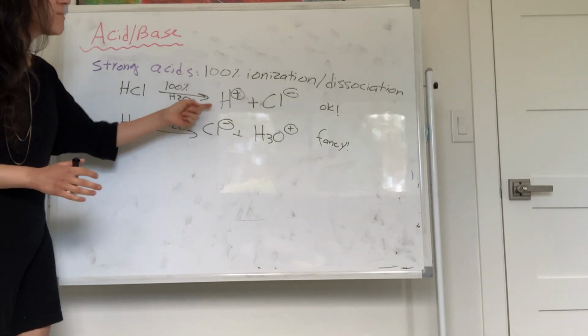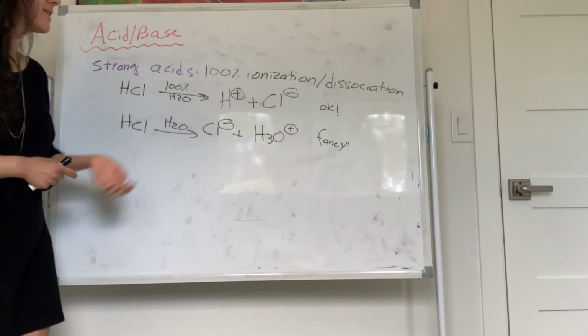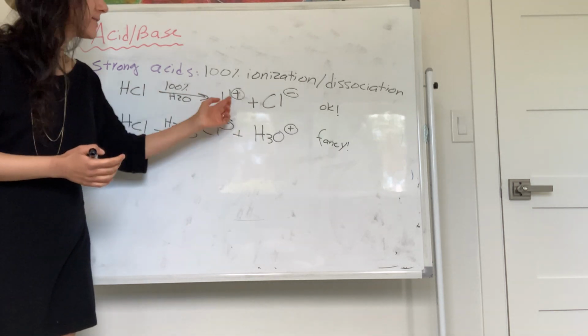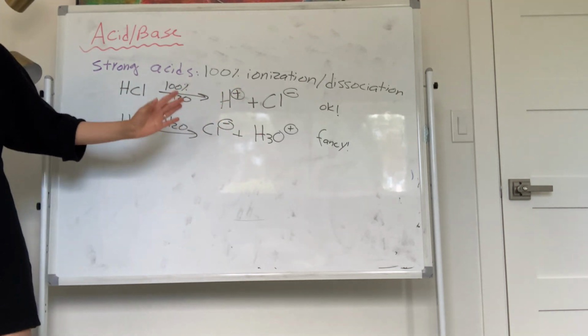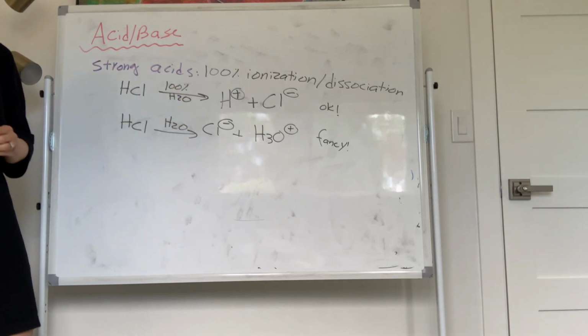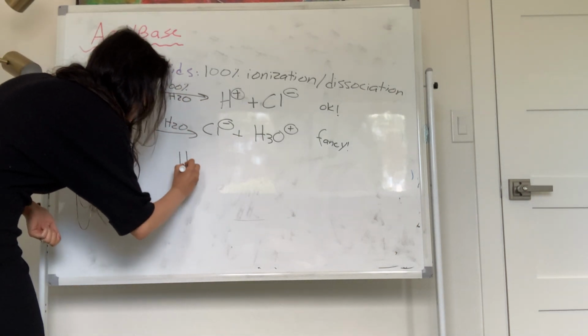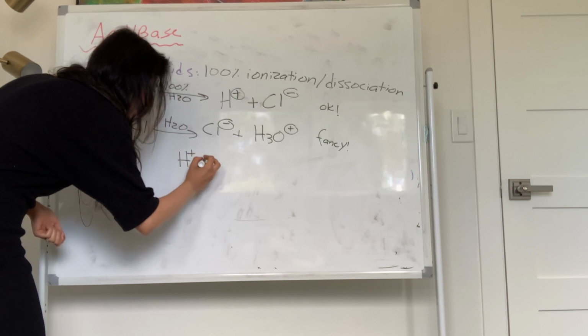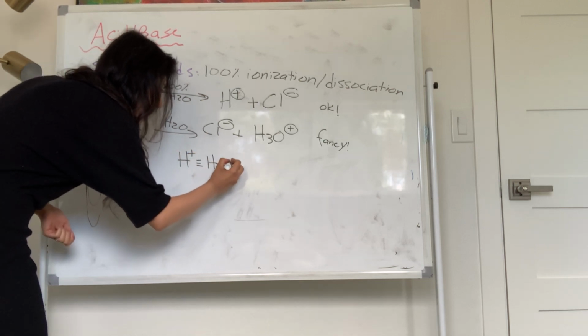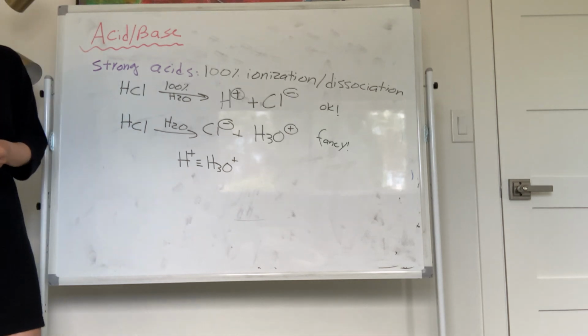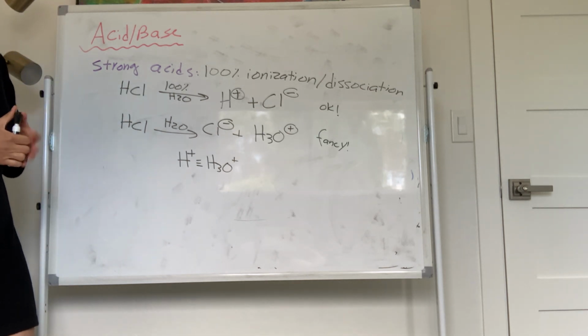And again, you see both ways. Sometimes I write H plus, sometimes I write H3O plus. They're the same thing. People usually use them interchangeably. I do want you to realize that. So every time you see an H plus in this chapter, probably the better way of writing it is H3O plus, hydronium. So far so good?